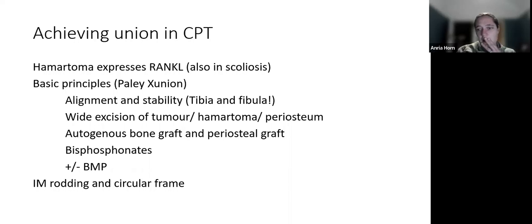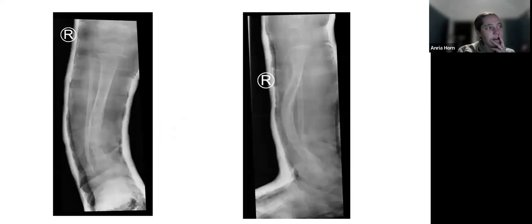And sure, guys, we're running late, so I'm just going to quickly go through these x-rays. This is just one of my patients.